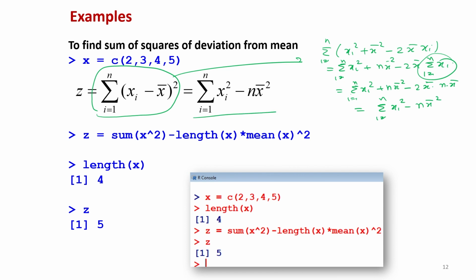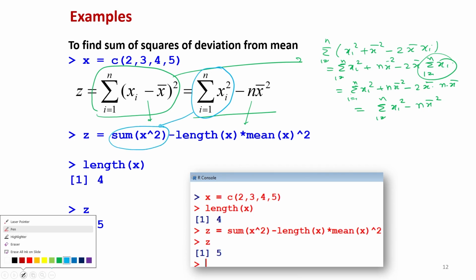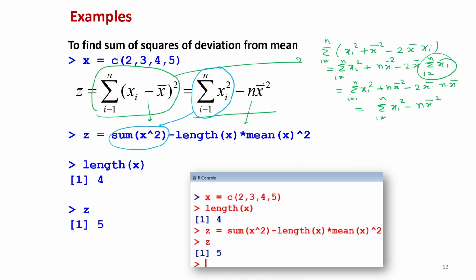Even if you want, I can find out this first quantity also directly, or say the second quantity also directly. So if you want to find it out, you can see how we are trying to do it. First, let me write down an expression for computing summation xi square. That we already have done by writing sum of x hat 2, right? Then after that, let me find out how to compute n.